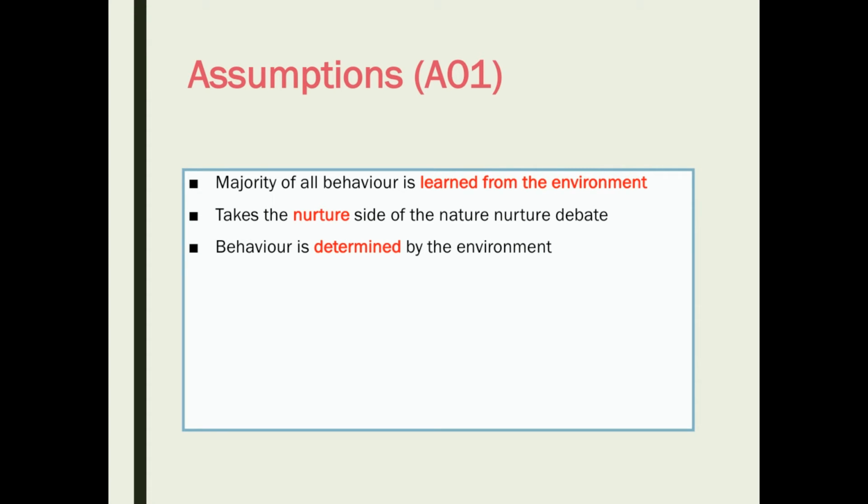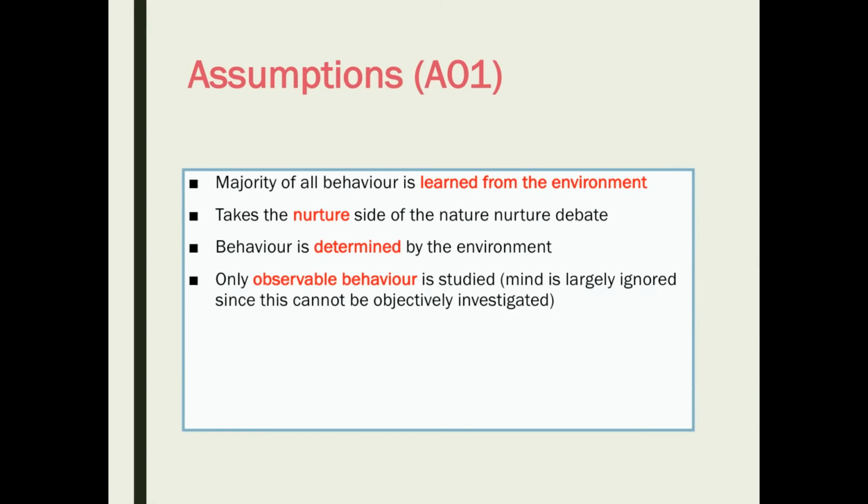Behaviour is determined by the environment. What does that mean? If under exactly the same conditions we develop a cause and effect understanding, then that technically should be replicable. In other words, if I put my hand into a flame, that's the environment. And that environment determines my reaction to it, which will be to withdraw my hand. So our behaviour is constantly being determined by the environment. Only observable behaviour may be studied. The mind is largely ignored because we can't objectively investigate it. So those are the key four assumptions.